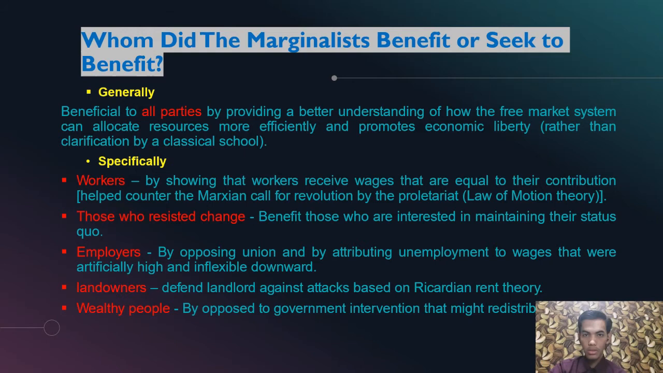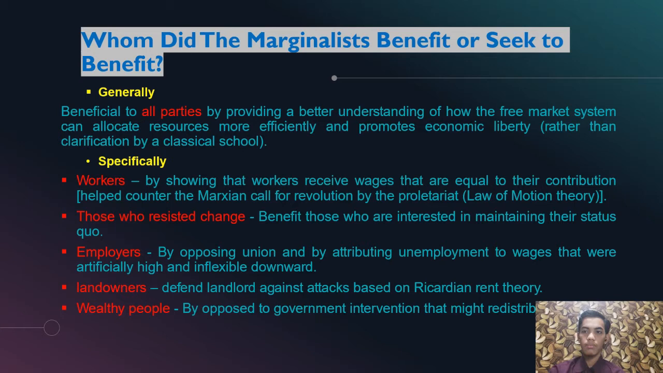Employers, by opposing unions and by attributing unemployment to wages that were artificially high and inflexible downward. Landowners, by defending landlords against attacks based on Ricardian rent theory. Wealthy people, by opposing government intervention that might redistribute income.